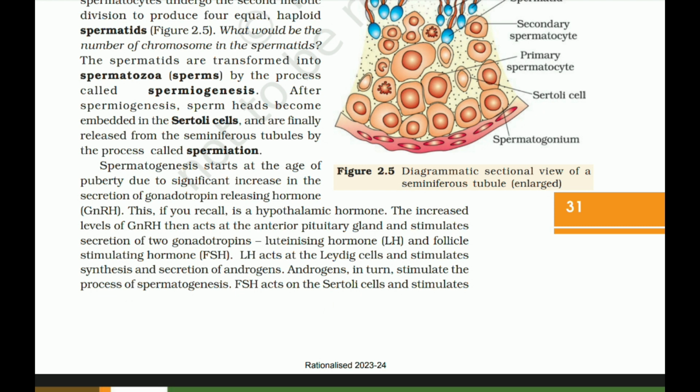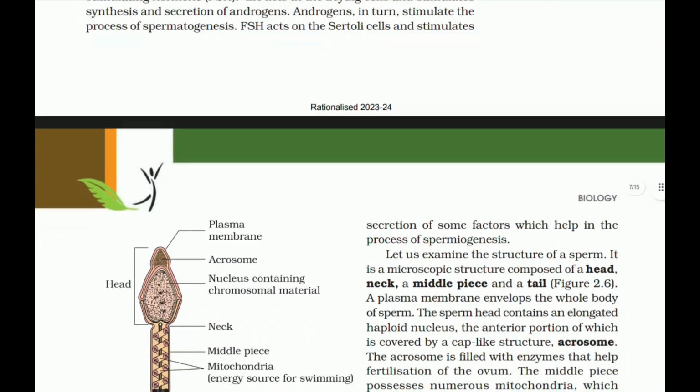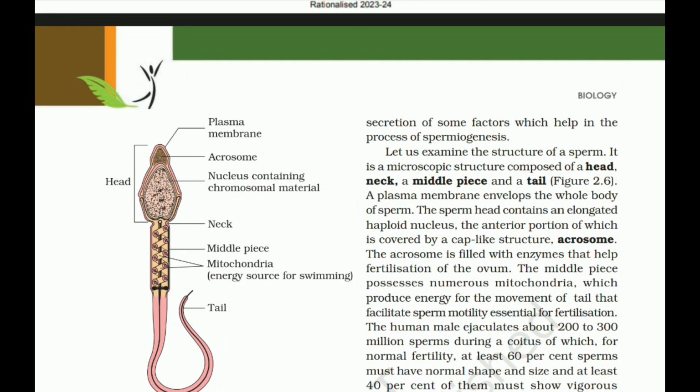Androgens in turn stimulate the process of spermatogenesis. FSH acts on the Sertoli cells and stimulates secretion of some factors which help in the process of spermiogenesis.